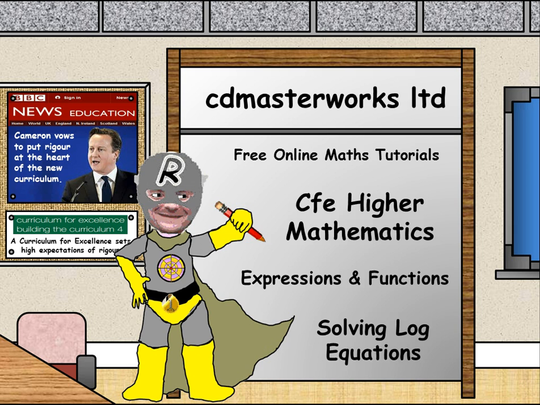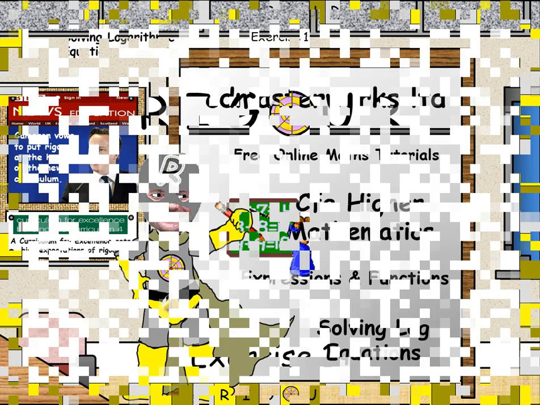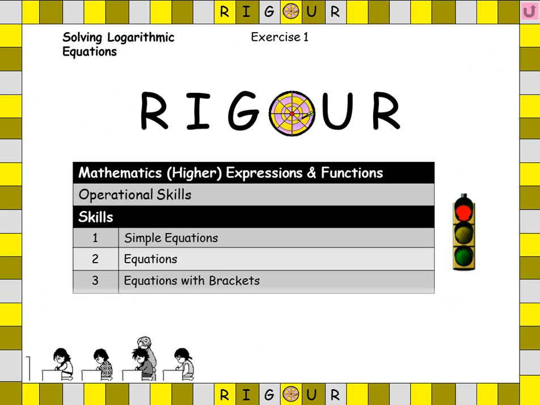So we've got another question from the expressions and functions unit. We're going to be looking at solving log equations today. As per usual, we're going to split this up into three different differentiated levels. We're going to start off with some really easy ones, and then hopefully by the end, with all the brackets, we're feeling a lot more comfortable having mastered the skill.